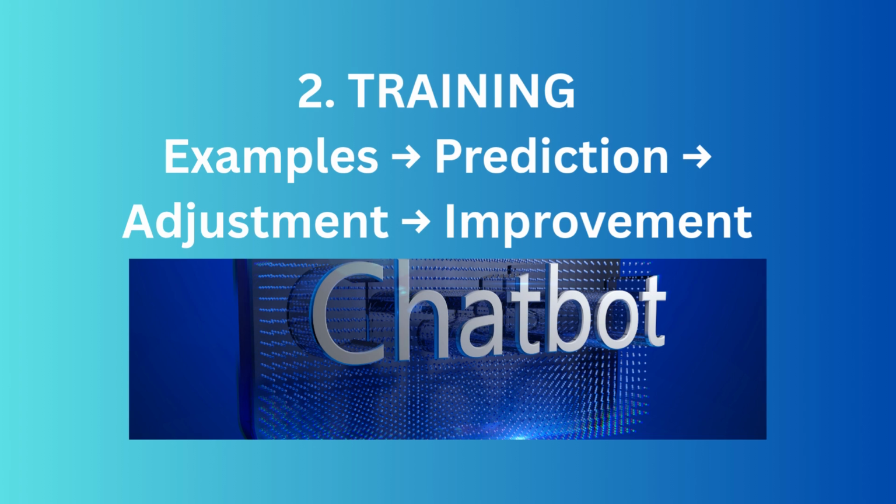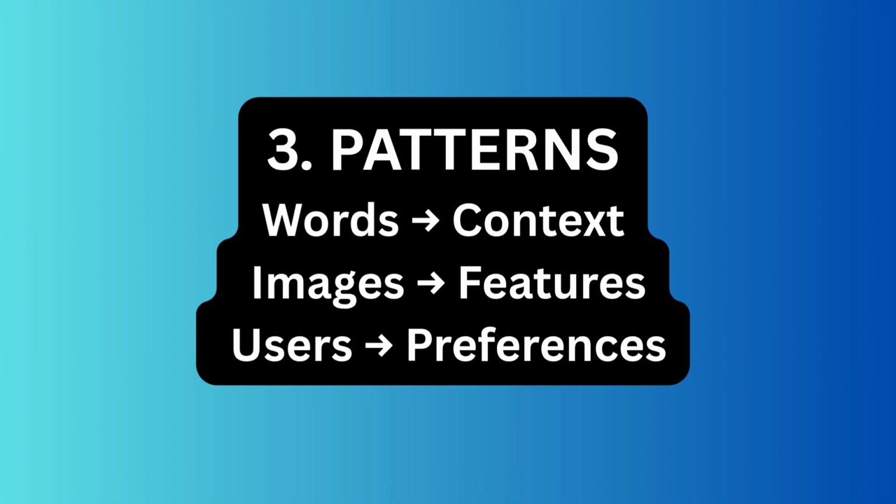During training, the system makes predictions and adjusts its internal parameters according to its training objective. This process happens repeatedly. Over time, the model becomes better at the task it was trained to perform. Think of it as learning from many examples and gradually improving. The next important idea is patterns.